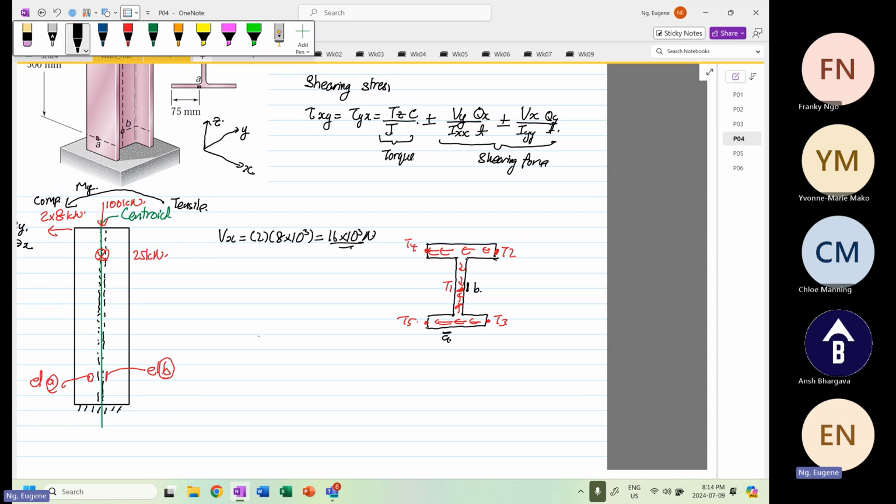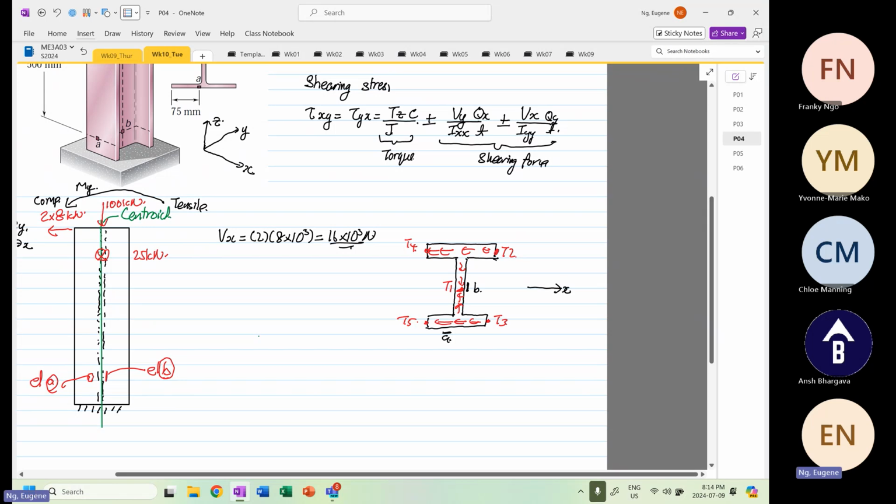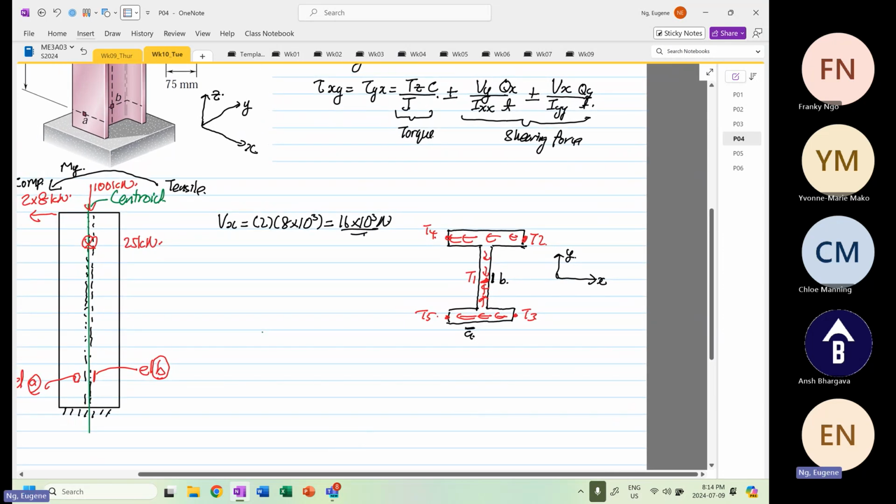We can see that we are going to apply the formula. So in your mind, you have to more or less know what formula to apply, right? This is X and this is Y. So what we are calculating is at element A, the shear stress. The intersecting plane is in the Z direction, and the shear is flowing in the X direction. So this will be equal to Vx. So we know that it's going to use Vx over Iyy, Qy over t.